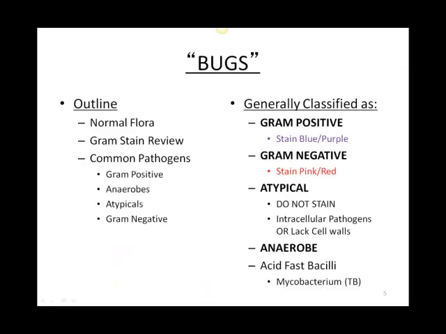So here's a general outline of the bugs. In this conversation, we're going to talk about normal flora, the pros and cons of it, Gram stain review, what that means, and that's our general classification of pathogens. And so they'll end up in one of these 4 categories.